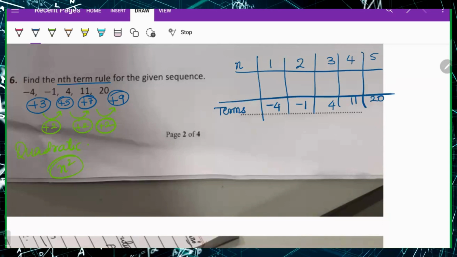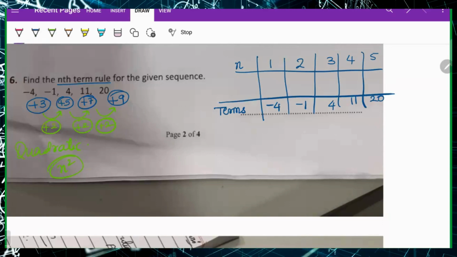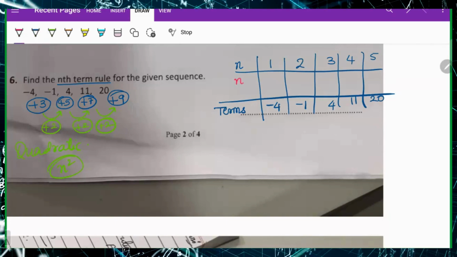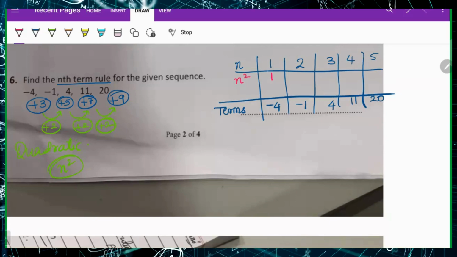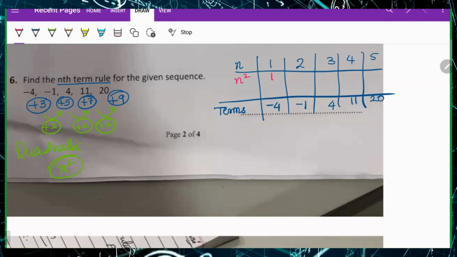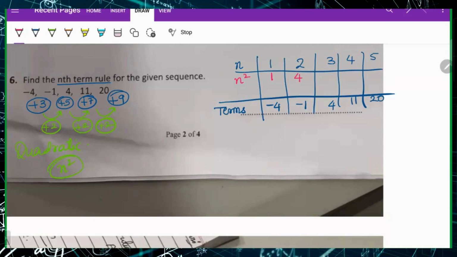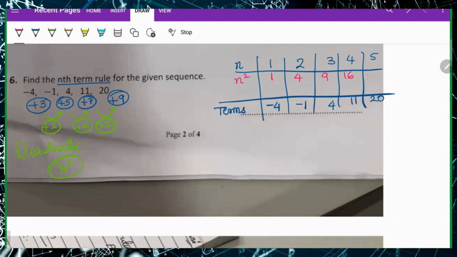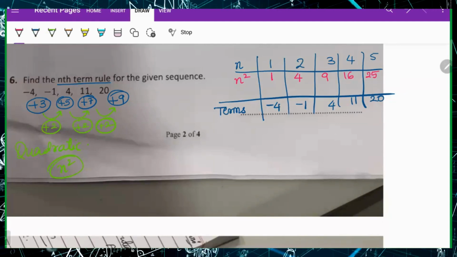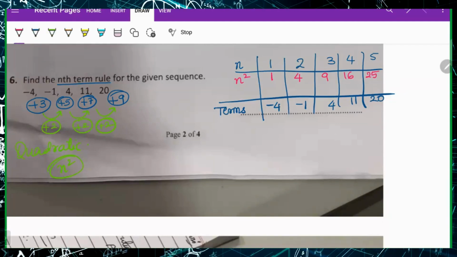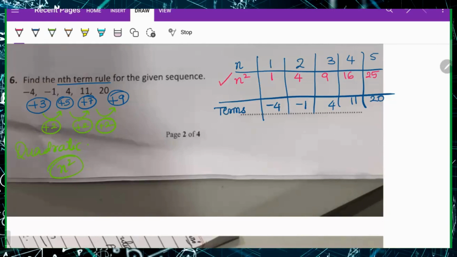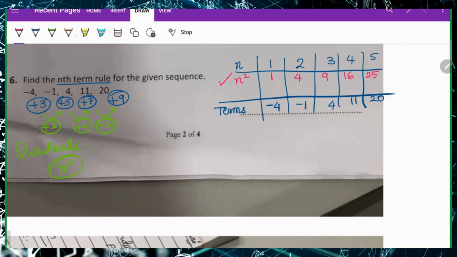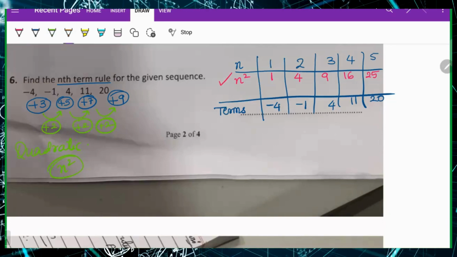But since it's quadratic, you know it is going to be n square. So that will be 1 square, which is 1, 2 square, which is 4, 3 square, which gives you 9, 4 square, that gives you 16, and 5 square, that gives you 25. So you know there is obviously going to be n square, and the terms are this one.